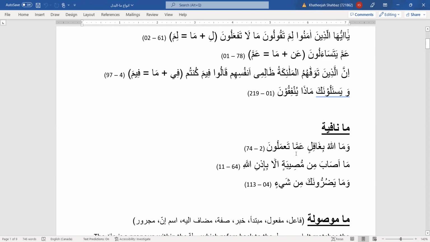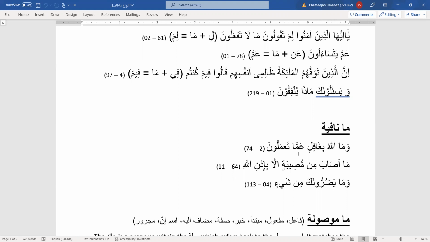I guess that was your question, about amma yatasaluna and amma ta'malun. Yes, that's right. This ma is not used to ask a question. It is ma mawsula, and ma mawsula doesn't lose its alif when it is attached to a harf of jar.